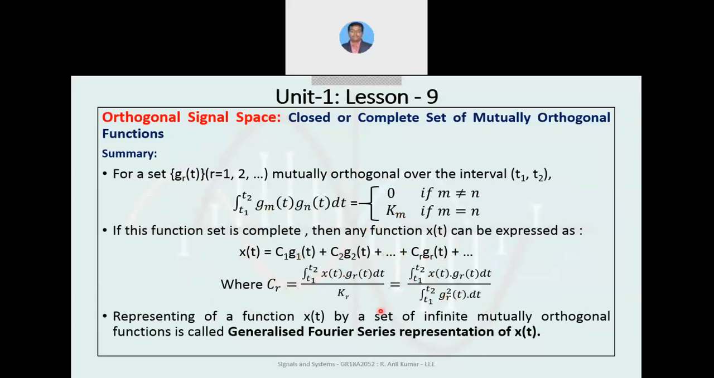Representing a function x of t by a set of infinite mutually orthogonal functions is called the generalized Fourier series representation of x of t. So please remember on what basis we are expressing a Fourier series. This is how a Fourier series is represented for an x of t function which has a set of mutually orthogonal functions.